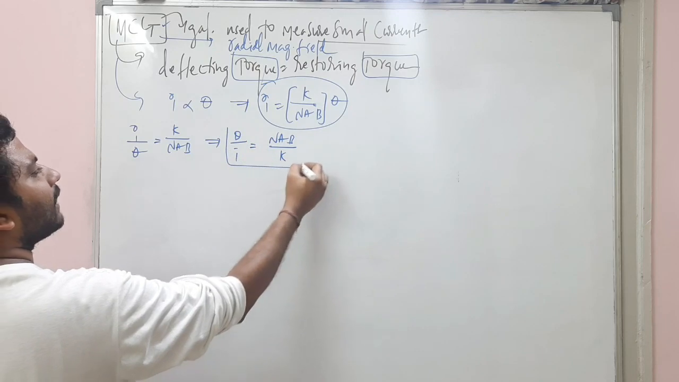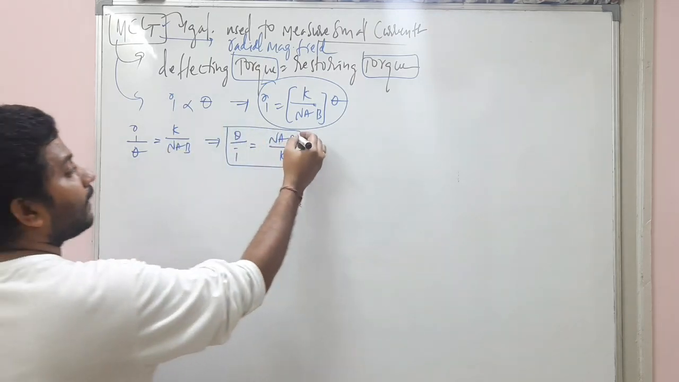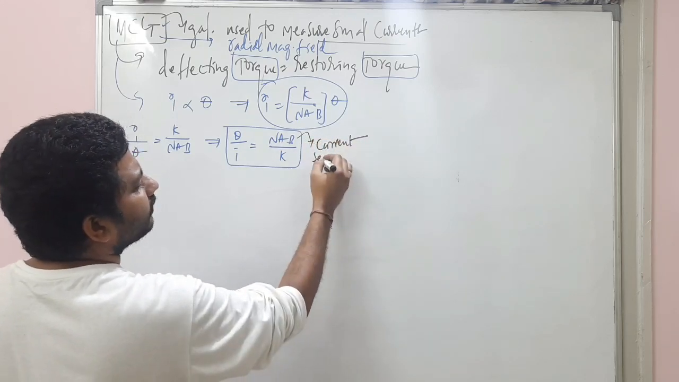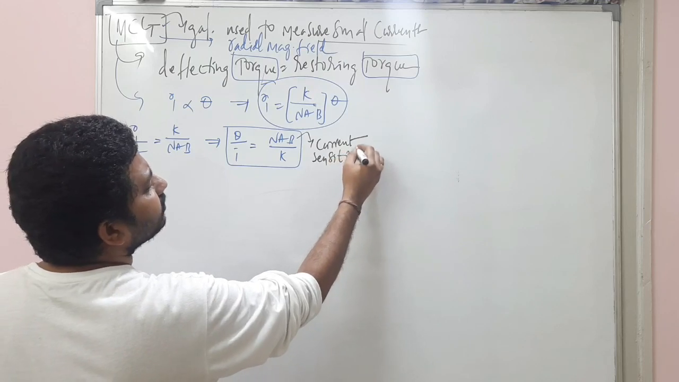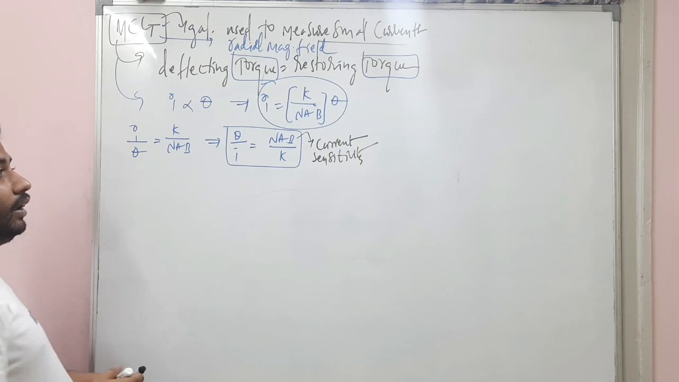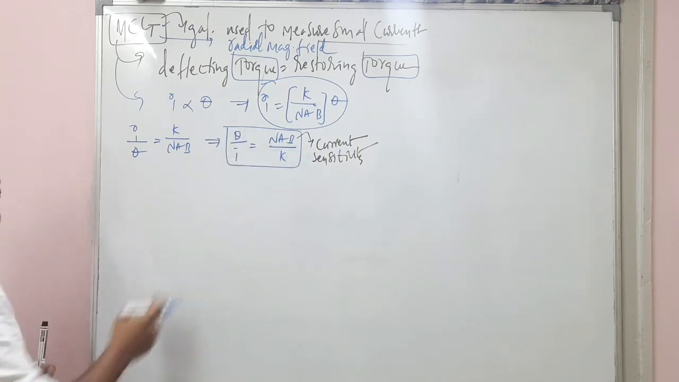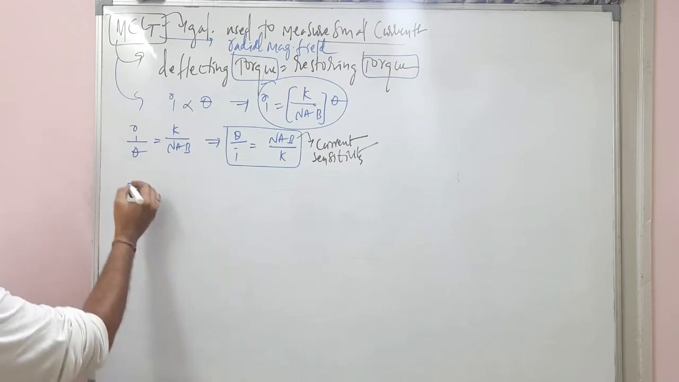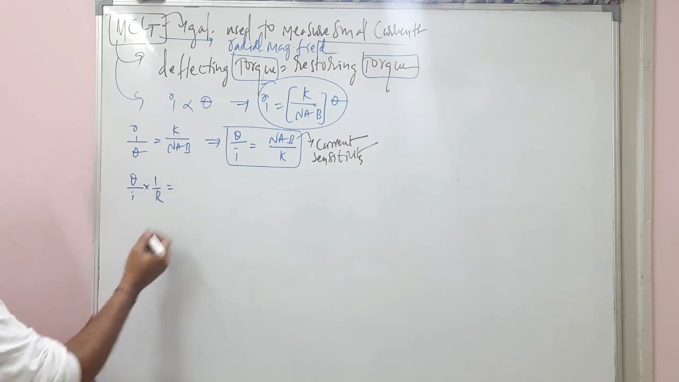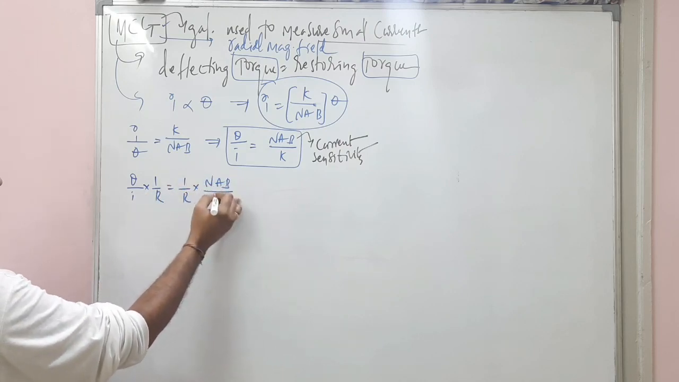You know what this theta by I is? This theta by I is called the current sensitivity, my dear children. Theta by I is called current sensitivity. And now if I multiply both the sides by 1 by R, look at this. Theta by I into 1 by R is equal to 1 by R into NAB by K.